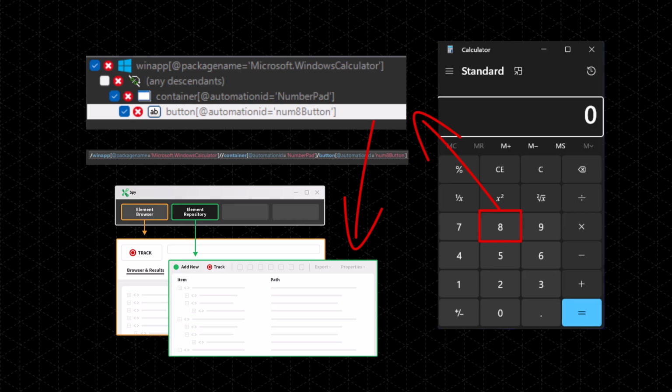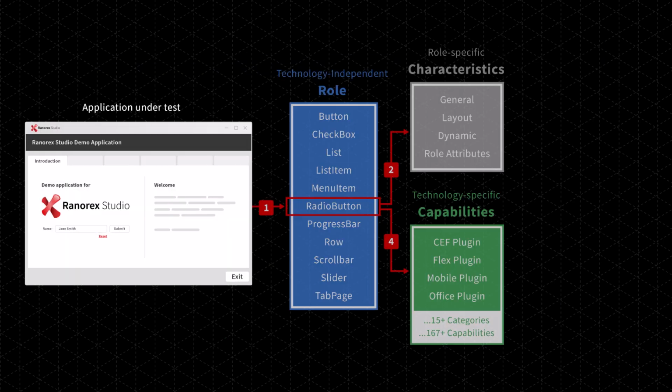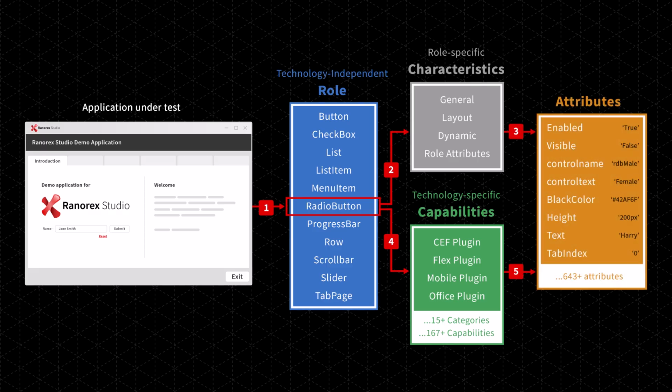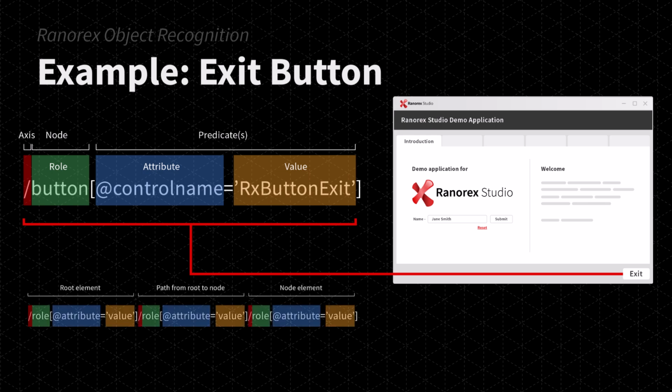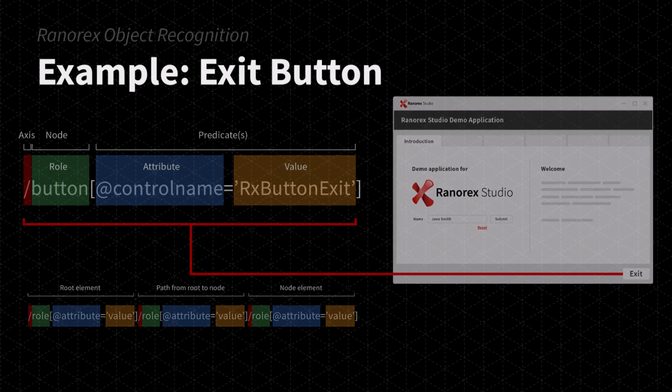Ranorex will examine an element's role, characteristics, capabilities, and attributes, and construct a custom selector called a Ranorex path. Here's an example. The Ranorex path takes the element role, which is button, and identifies the unique button element via the value of the attribute control name.